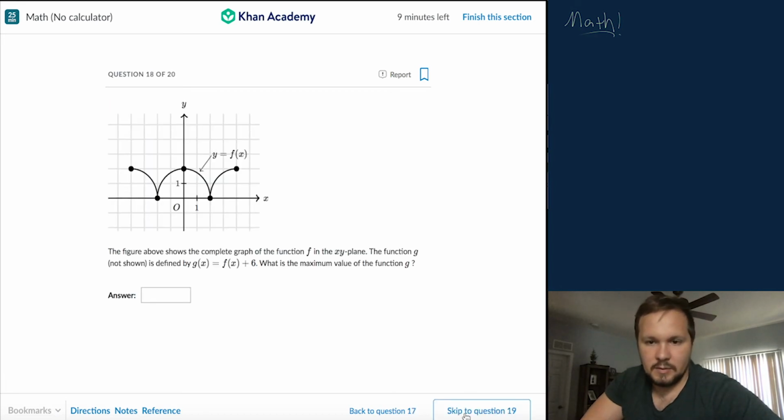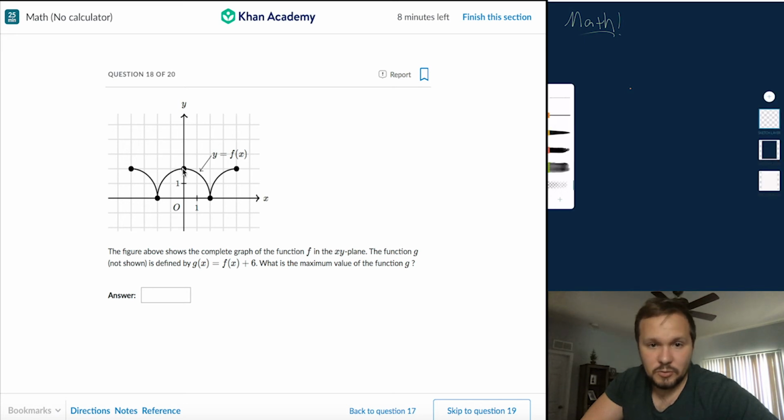Okay. Function g, the figure above shows this complete graph of f. The function g is defined by g of x equals f of x plus 6. So at any given x value here, g of x has the same value as f, just adding 6 to it. So it's 6 higher. What's the maximum value of the function g? Well, the maximum value of the function f of x is 2, so it has to just be 2 plus 6, which is 8.